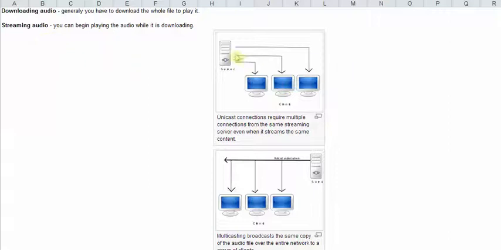And there are a couple of different methods. Unicast connections require multiple connections from the same streaming server when it starts. So here's the streaming server, and we have multiple connections. Multicasting broadcasts the same copy of audio to the entire network. You can read about the advantages and disadvantages of these and be familiar with them. And that concludes audio. Thank you.